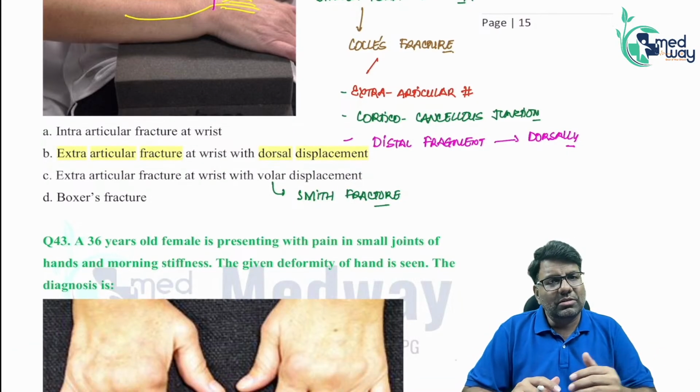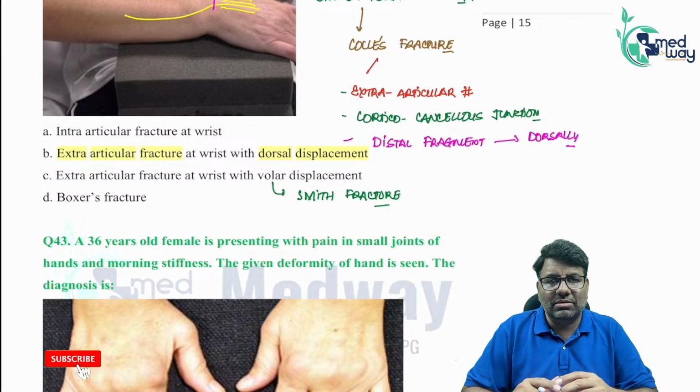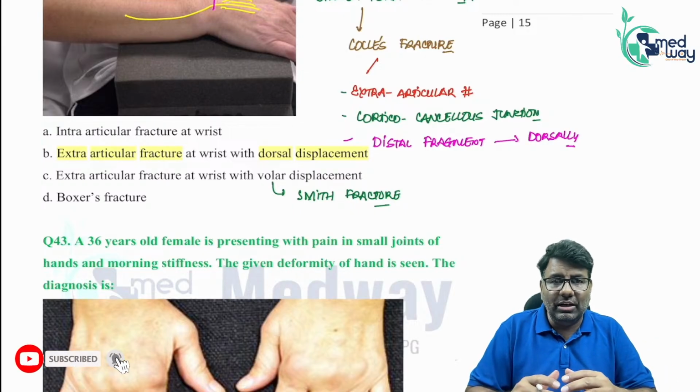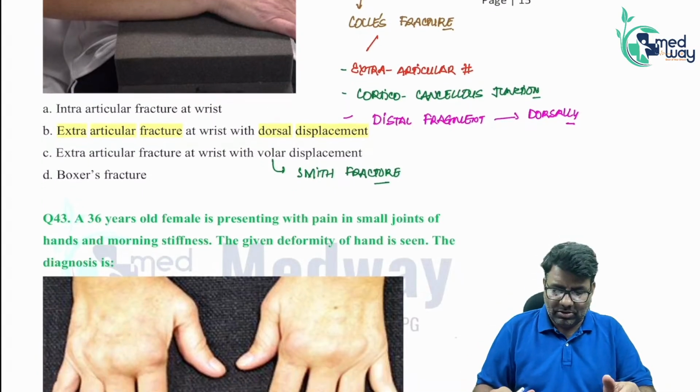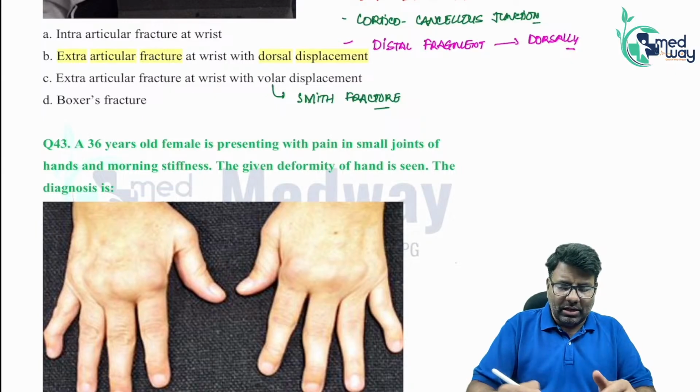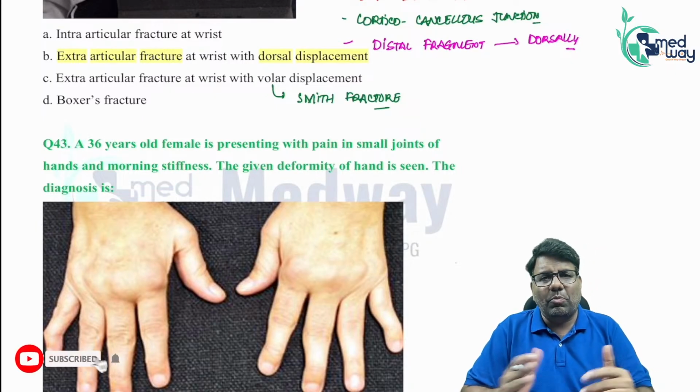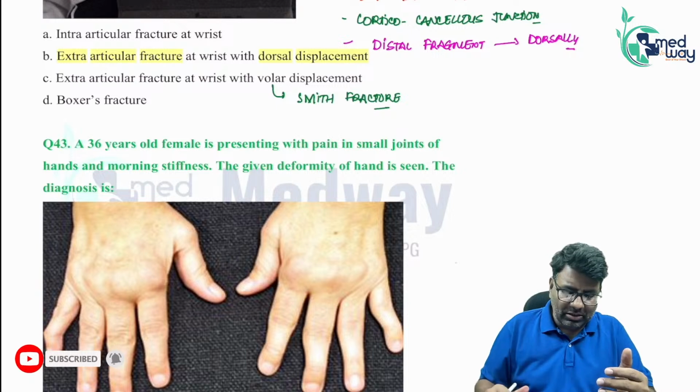If it goes backward, straight away you can go and answer it as Colles. If it is going anteriorly or ventrally or volarly, you can answer it as Smith's. Right? And therefore, as I already told you, since it is going exactly opposite to that of Colles, we will call it reverse Colles.